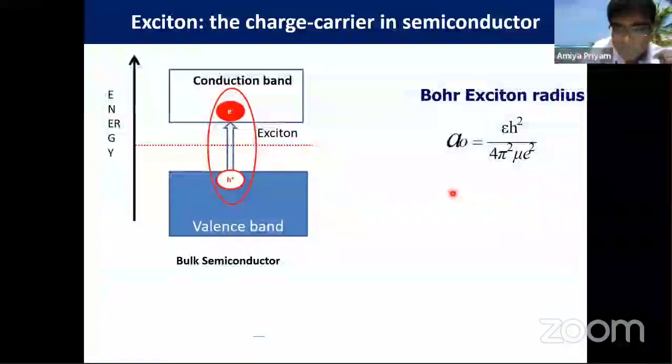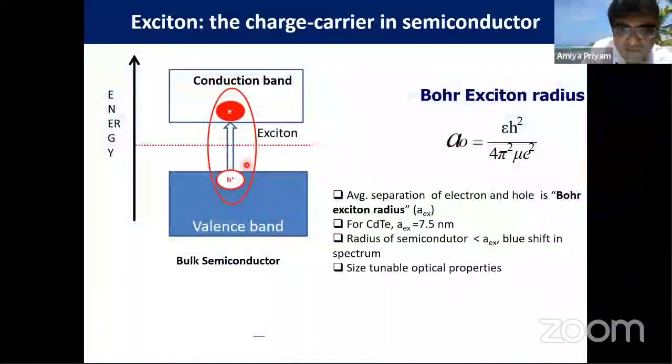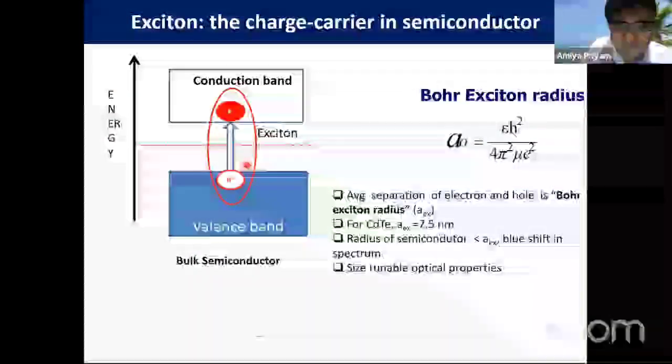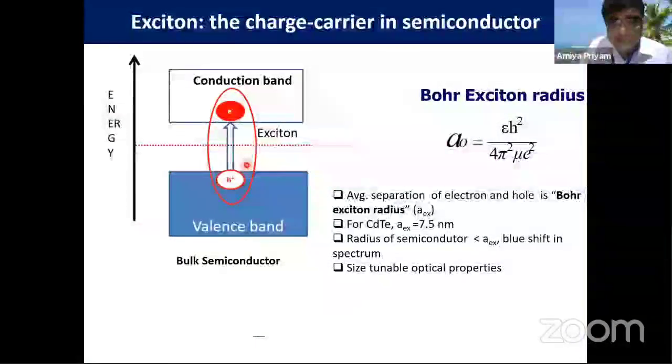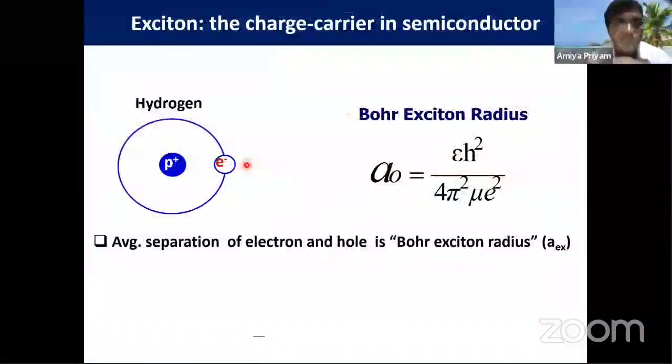So this is the energy level diagram, and there is something called the Bohr exciton radius, which shows the separation of this hole and electron. This separation, not in this energy diagram, we have to look at in Cartesian coordinates in a real crystal system, electron and hole. So that separation is called the Bohr exciton radius.